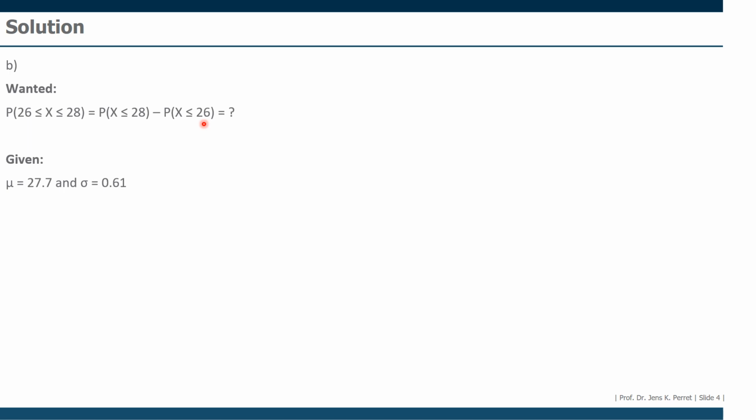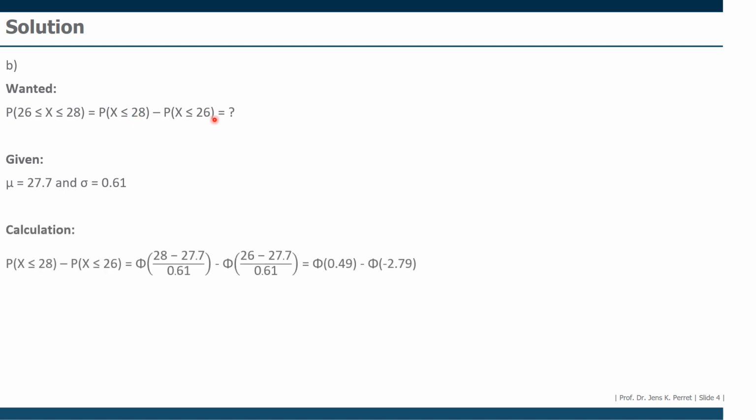We also again know the mean and the standard deviation from the text. So we can standardize first the 28 and the 26. If we're doing this, in both cases we're going to subtract the mean and divide by the standard deviation. For the first part we get 0.49 and for the second one minus 2.79. The problem here is the minus, because in the table of the standard normal distribution, usually we do not have negative values.